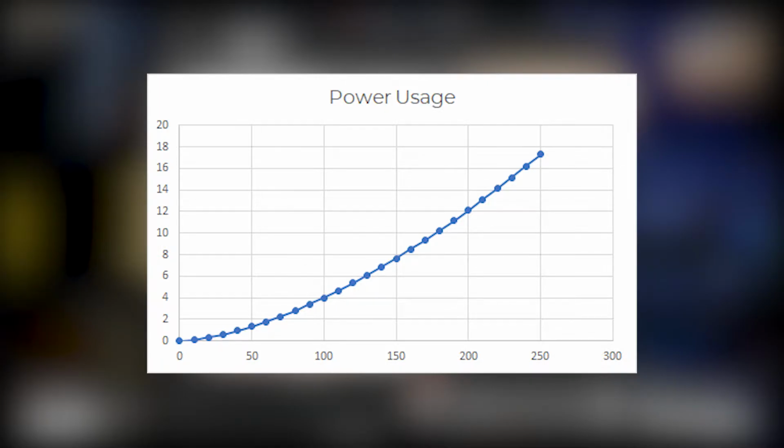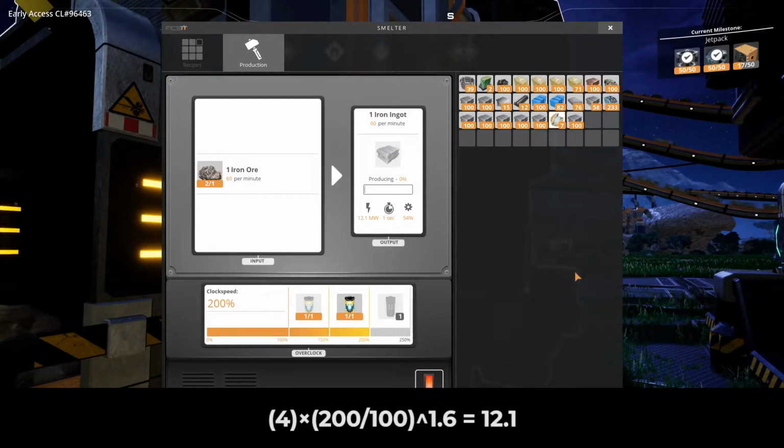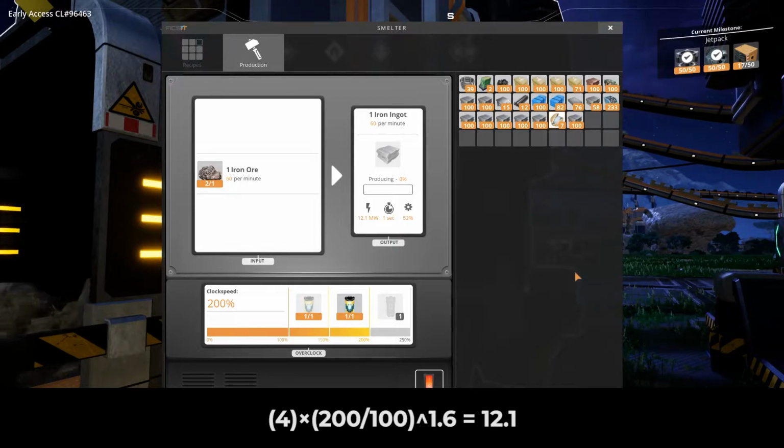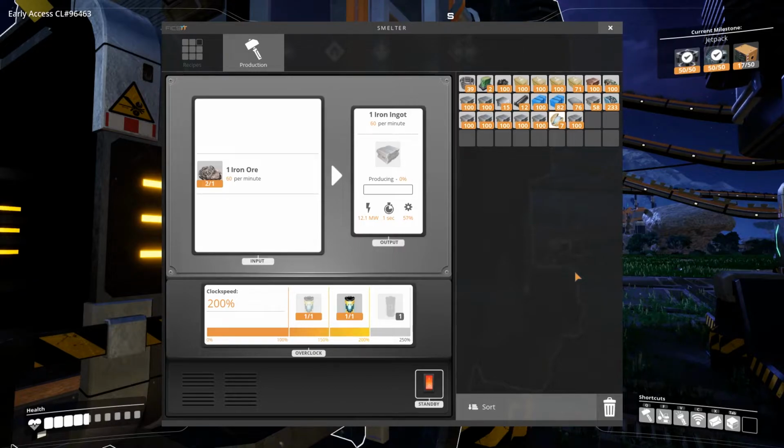So let's use an example of something that at its base uses 4 megawatts. If you want to run it at a 200% overclock, then it would be 4 times 200 divided by 100 to the 1.6 power, which is 12.1 megawatts. So you just have to use that formula, make sure that you can handle the overclock. Especially in the early game, you're not going to be making that much power, so be wary of that.